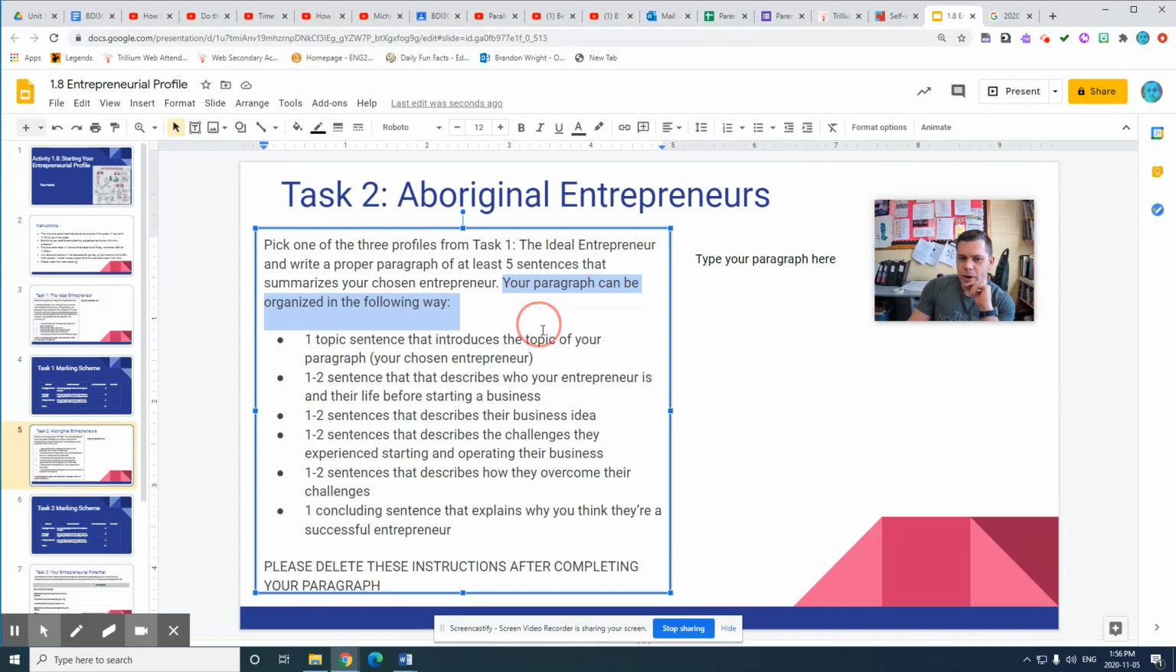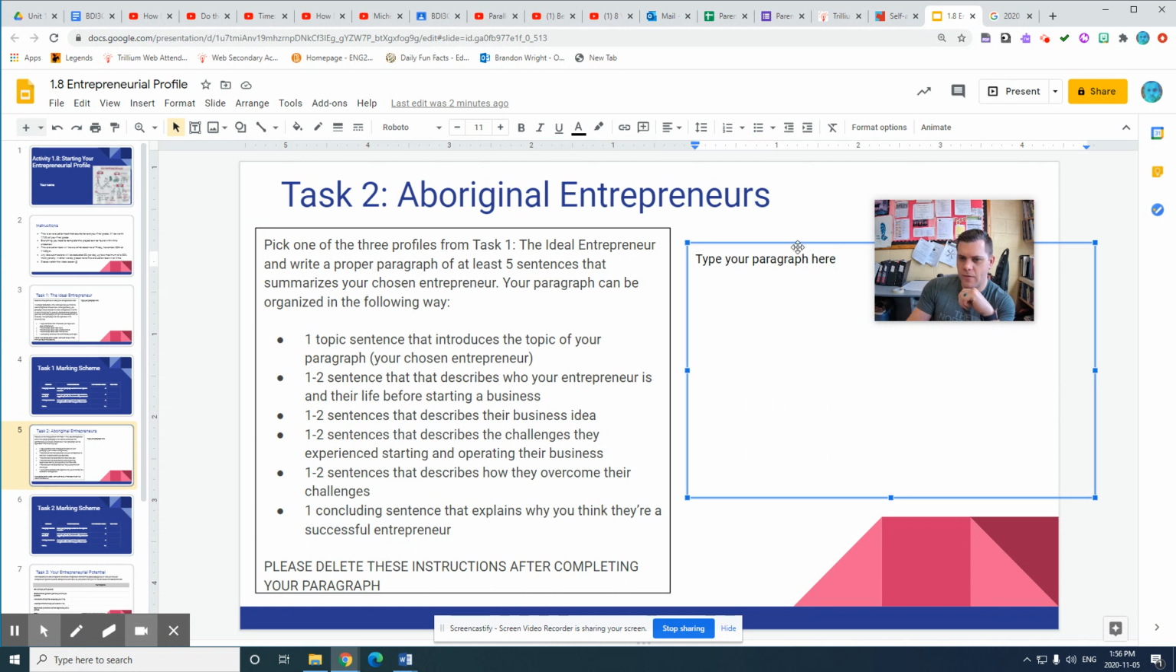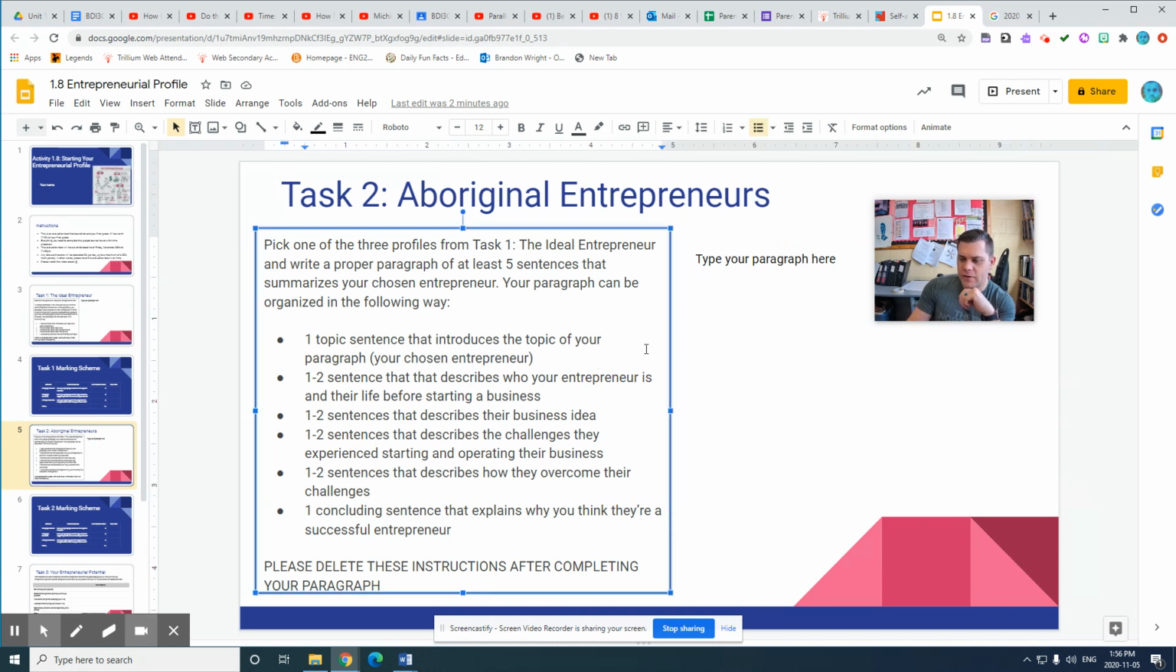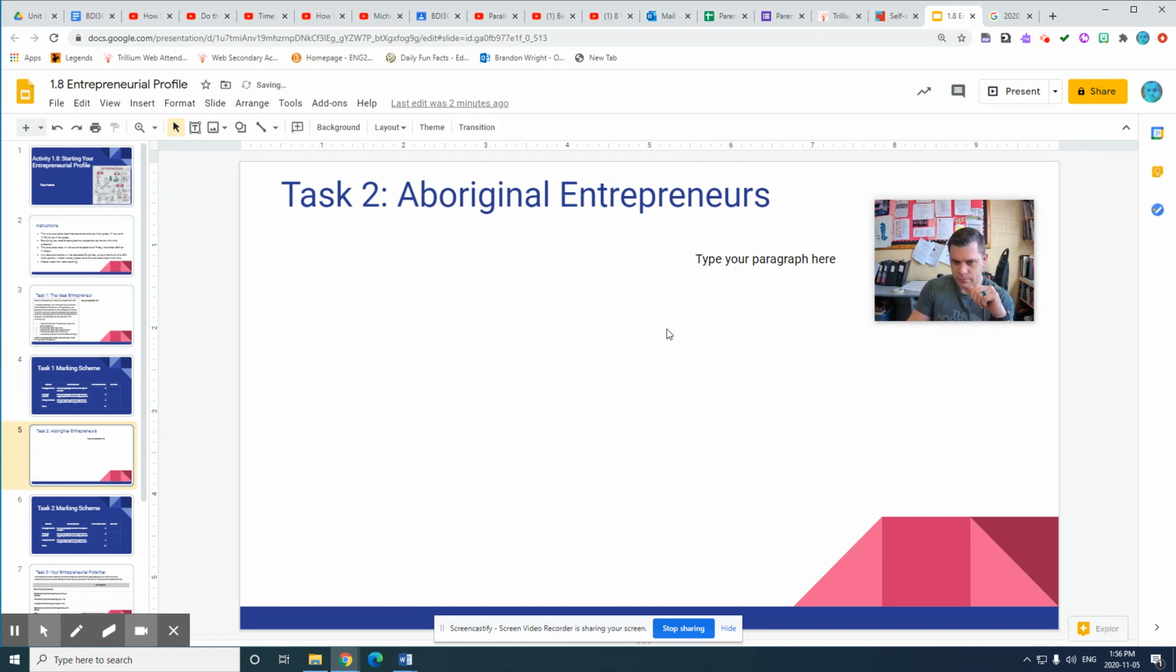Just like in the first one, your paragraph can be organized in the following way. Topic sentence, describe who the entrepreneur is and their life before starting a business. Describe their business idea. Describe the challenges that they experience starting and operating their business, and describe how they overcome their challenges. And finally, a concluding sentence that explains why you think they're a successful entrepreneur. You can type your paragraph right here, and feel free to delete these instructions once you've finished your paragraph, just to give you more room.